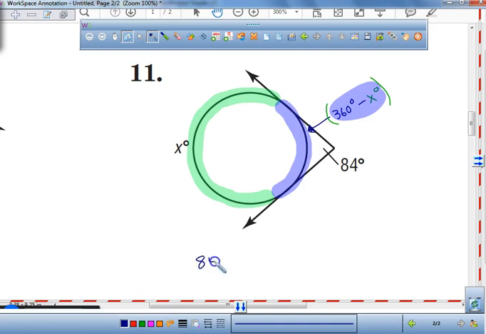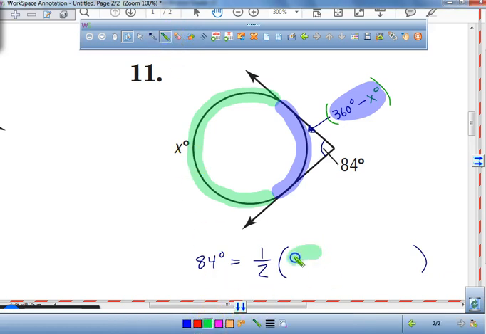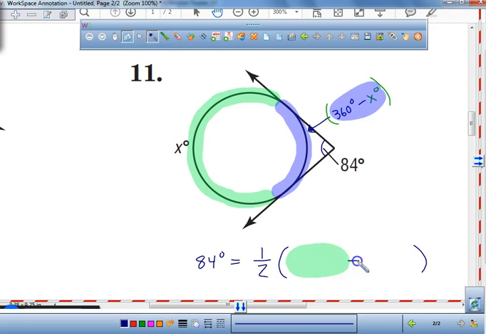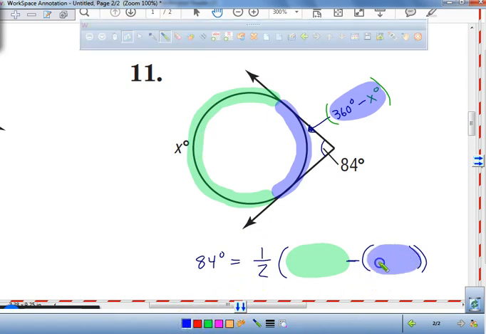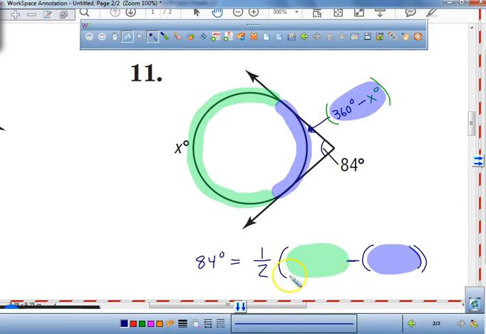Now, here's what you're going to say. You're going to say 84 degrees, that's this angle right here, is going to equal half of the big arc, minus the smaller arc. What is the measure of the larger arc? X degrees. What is the measurement of the smaller arc? You're right. 360 minus x degrees. This is the big. This is the small.